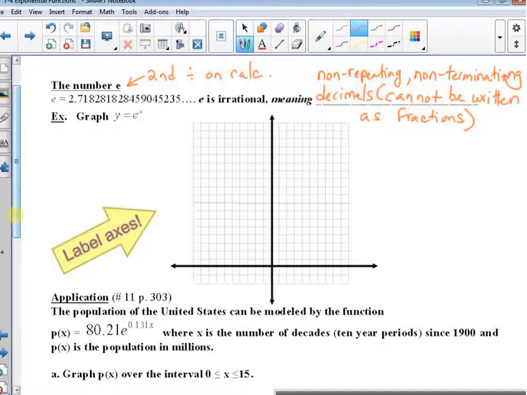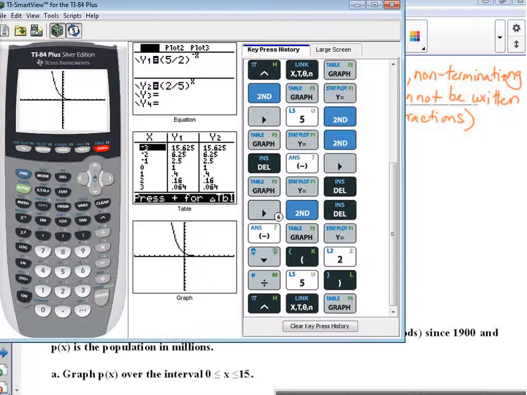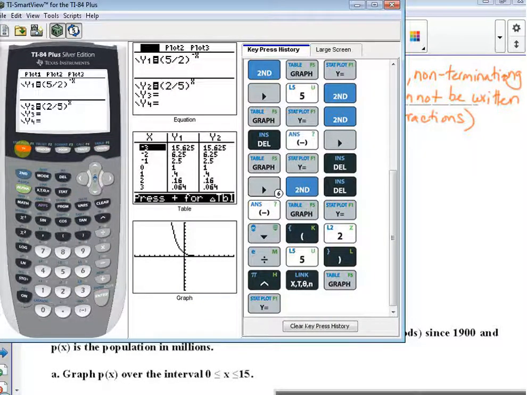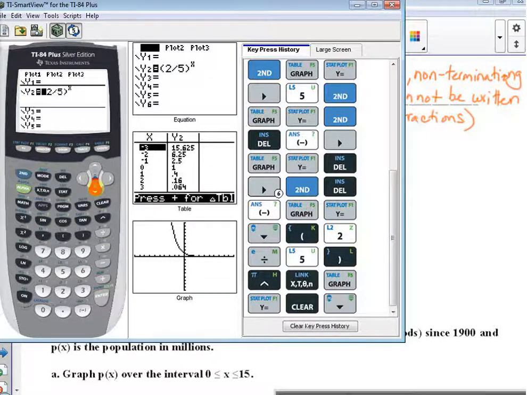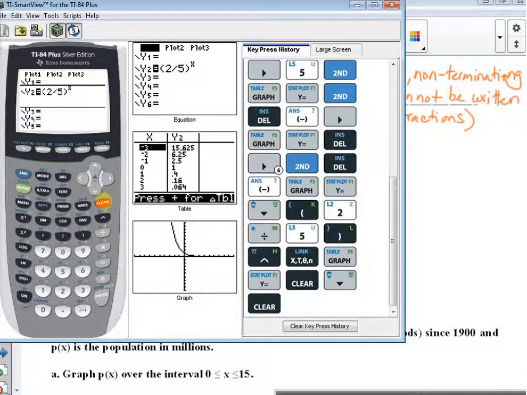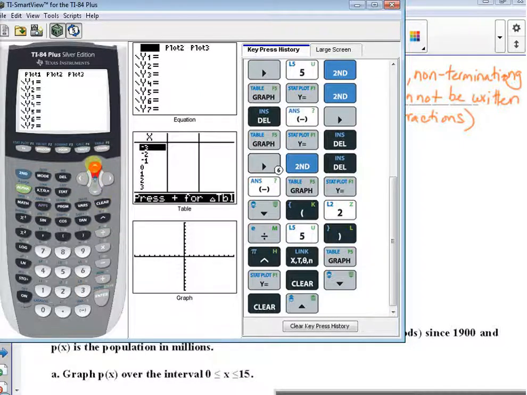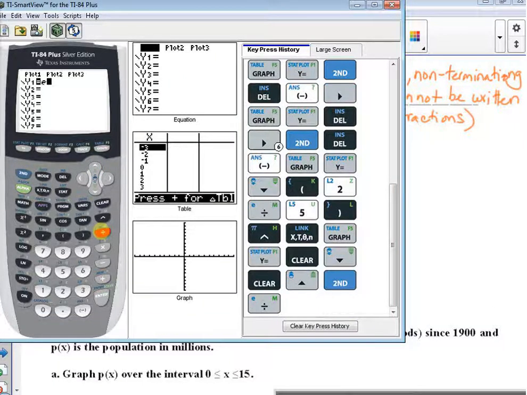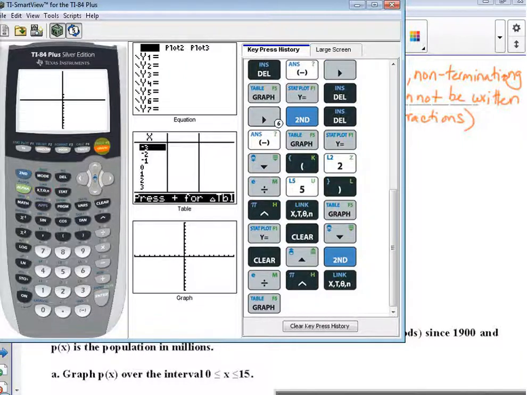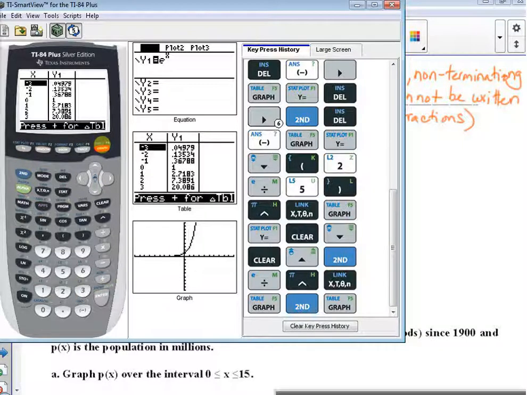Okay, so if we're going to graph y equals e to the x, I'm going to go in here, I'm going to clear these, and then type in, so second divide to the x, and I'm going to hit graph. And it's an exponential. It's exponential growth. So here's a couple of decimals that we'll need for our table.